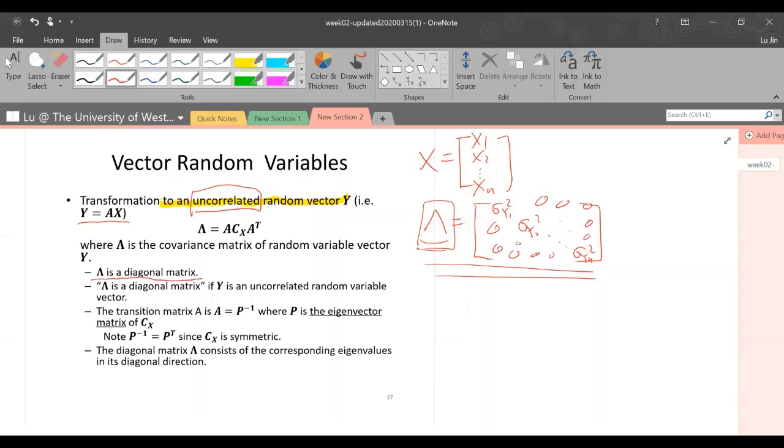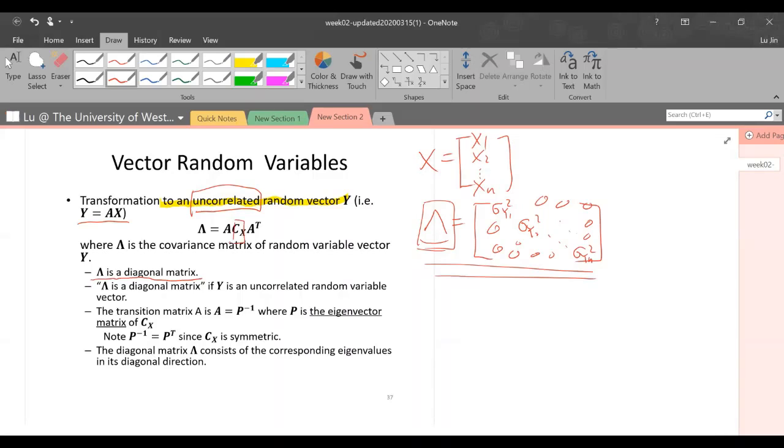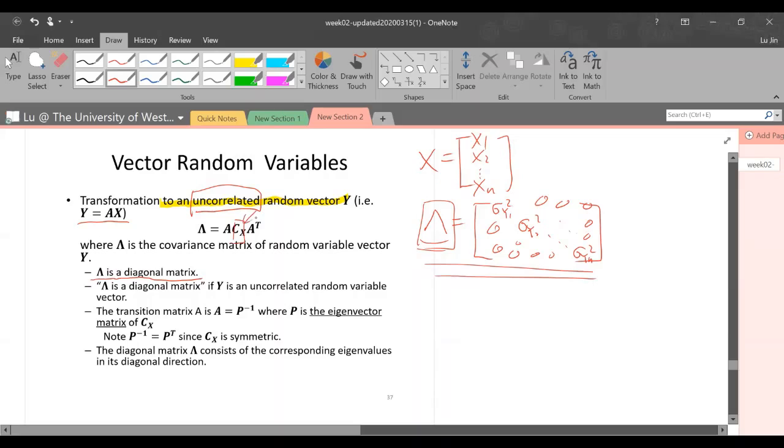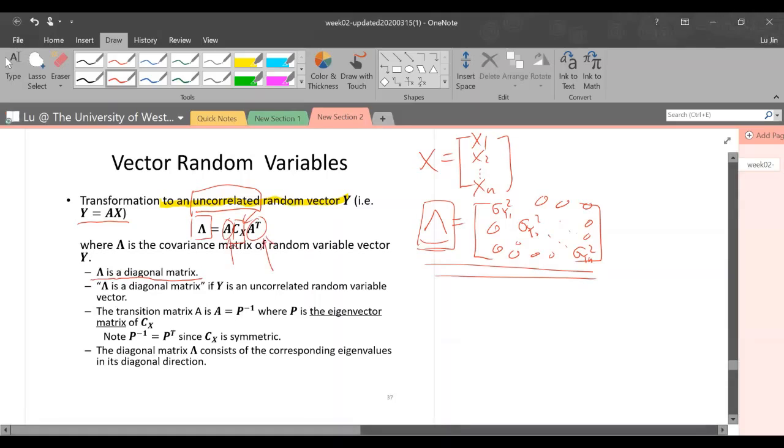A new topic for this discussion is how to determine the matrix A so that we can diagonalize the CX given here, right? So we didn't say the X random variables are uncorrelated. We didn't say it. They could be correlated. In other words, this CX may not be a diagonal matrix, but by multiplying A and A transpose around the CX, we are producing a diagonal matrix as the covariance matrix of the Y vector, right? So our question is how to determine the transformation matrix A to diagonalize the CX to produce such a covariance of the Y vector.